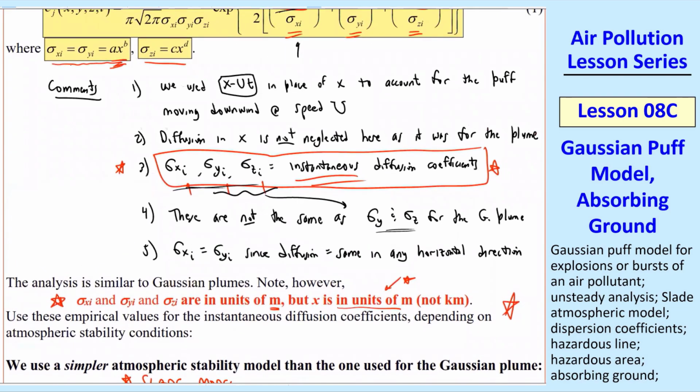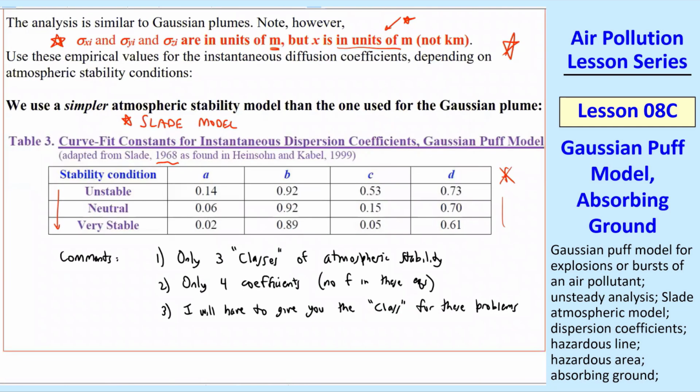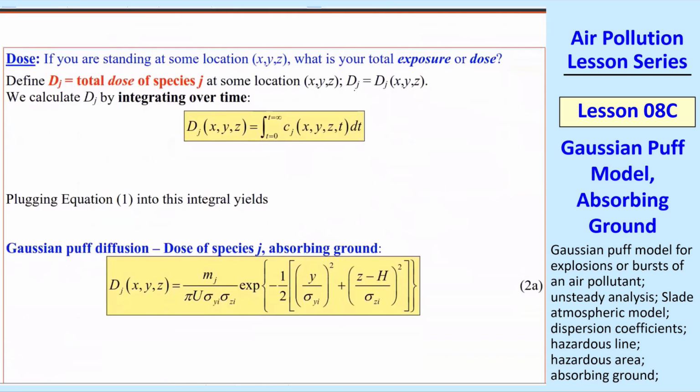We just have sigma xi and sigma yi are a to the xb, and sigma zi is cx to the d. So my comments are only 3 classes: unstable, neutral, and very stable. Only 4 coefficients. We have no F in these equations, and I'll have to give you the class. I can't just say it's sunny because there's no details like that. All we have here are these 3 classes, so I will have to give you that at any kind of problem that we do.